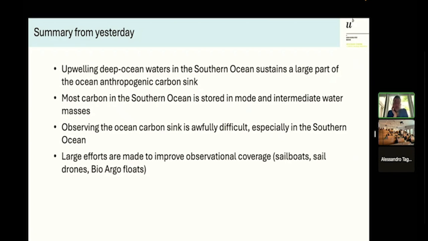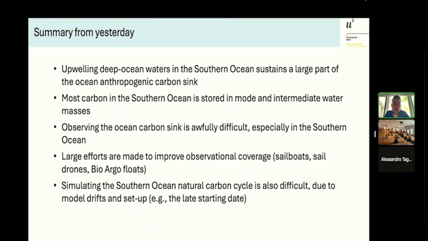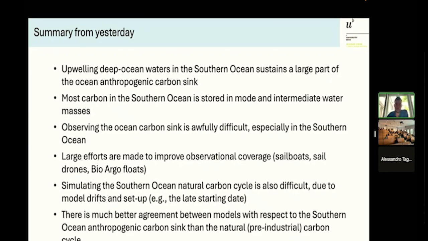That large efforts are made at the moment to improve the observation coverage with sailboats, sail drones, and Argo floats. That simulating the Southern Ocean natural carbon cycle is also difficult due to model drifts and the model setup, and that makes it hard to quantify or simulate the total carbon flux in the Southern Ocean. And then there's much better agreement between models with respect to the Southern Ocean anthropogenic carbon sink than the natural pre-industrial carbon sink, because the anthropogenic carbon sink is mainly due to physical changes or physical circulation, and the natural carbon cycle is largely affected by biology and different other things.